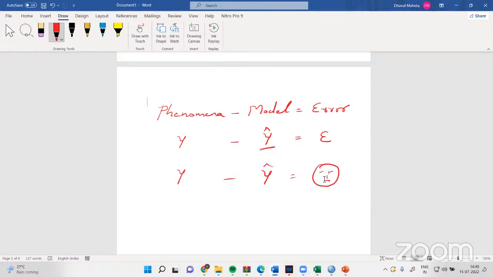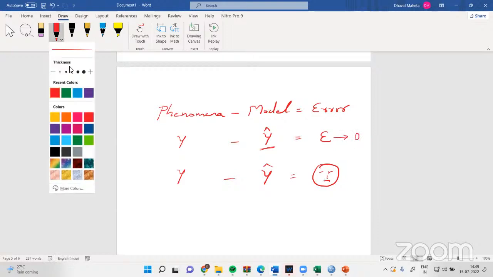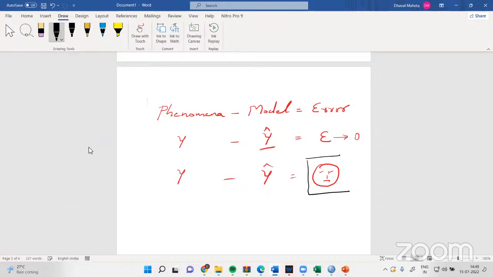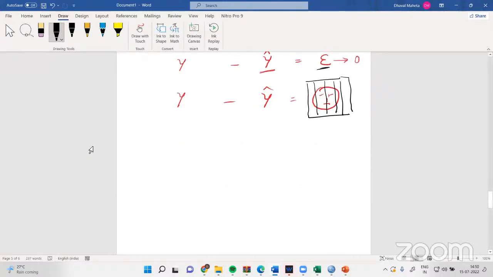Now we cannot make this error equal to 0, but we can definitely do one thing: we can put this devil behind the bars. Okay, we'll put the devil behind the bars, and when this devil is in prison, we expect some characteristics from him. What are those characteristics? Let us understand one by one.